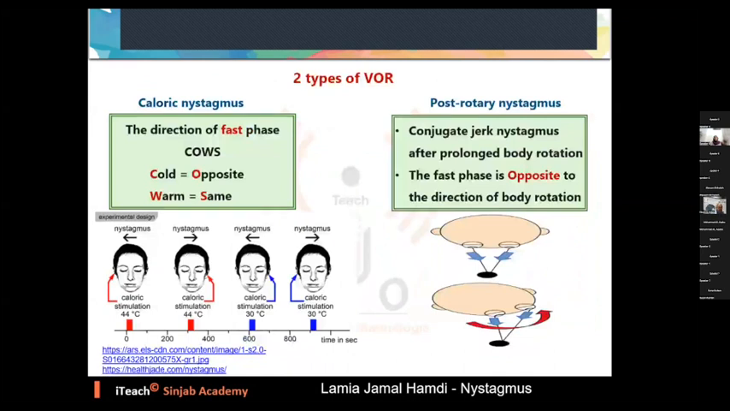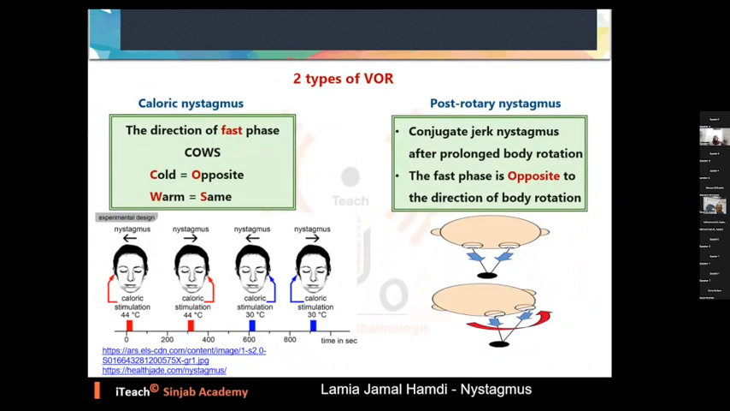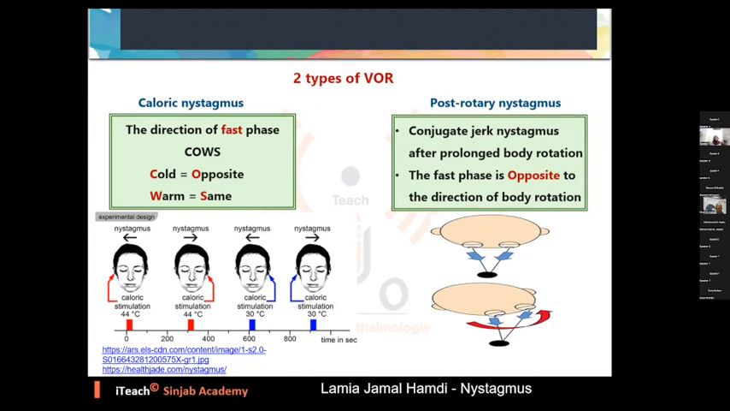The caloric is done by using water injected into the ear. For example, when we inject cold water, about 30 degrees Celsius, into the right ear, the direction of the fast phase will be opposite, which will be to the left. When we inject the right ear with warm water, about 44 degrees Celsius, the direction of the fast phase will be on the same side of the injected ear, which will be to the right.